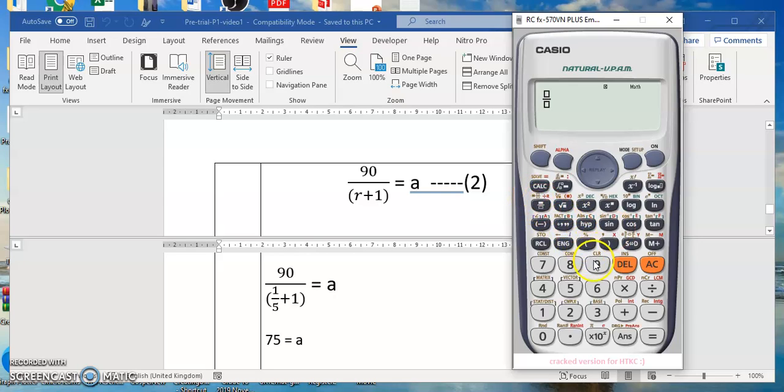So you press this first, 90, move the cursor down, bracket, you press that one again, 1/5, move this one down, up, then plus 1, close the bracket, and this is going to give us what?